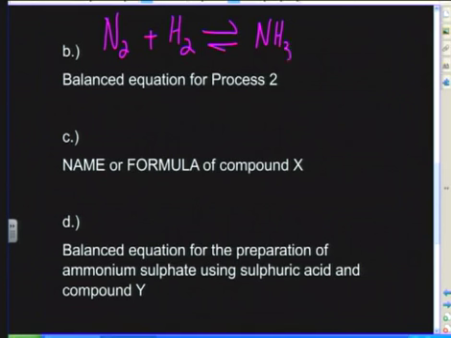And the question is saying balanced. So it means you're going to put a 2 there and a 3 there. Then you get all the marks. In fact, that should be the answer for number B. I should have written it down there.